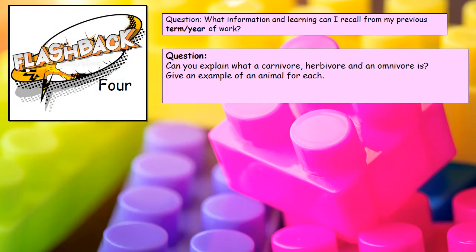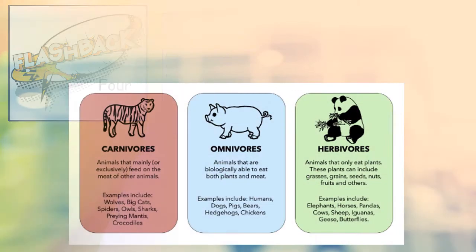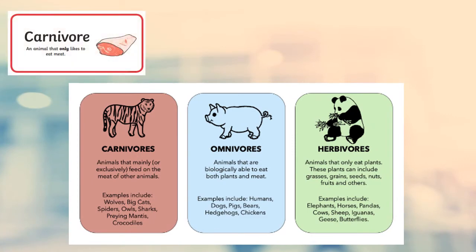What information and learning can I recall from my previous term of work? Can you explain what a carnivore, herbivore and an omnivore is? Give an example of an animal for each. Carnivores are animals that mainly or exclusively feed on the meat of other animals. Examples include wolves, big cats, spiders, owls, sharks, praying mantis and crocodiles.